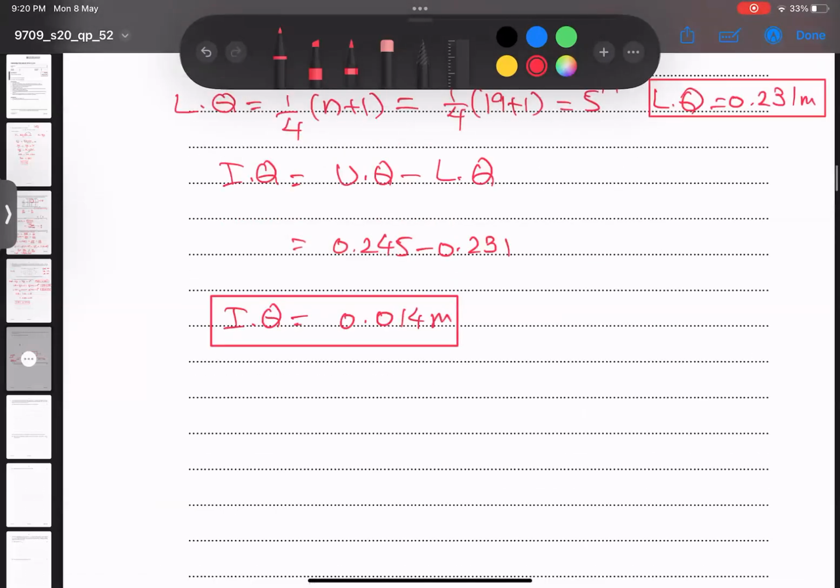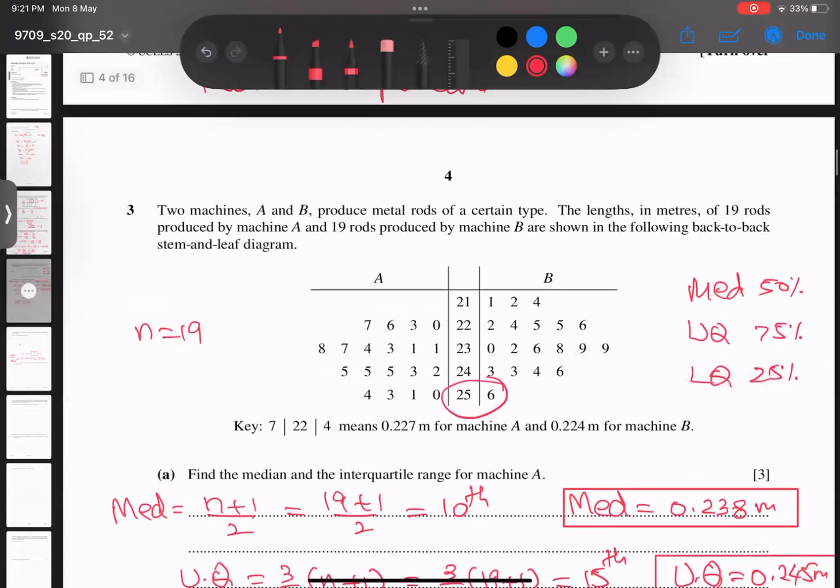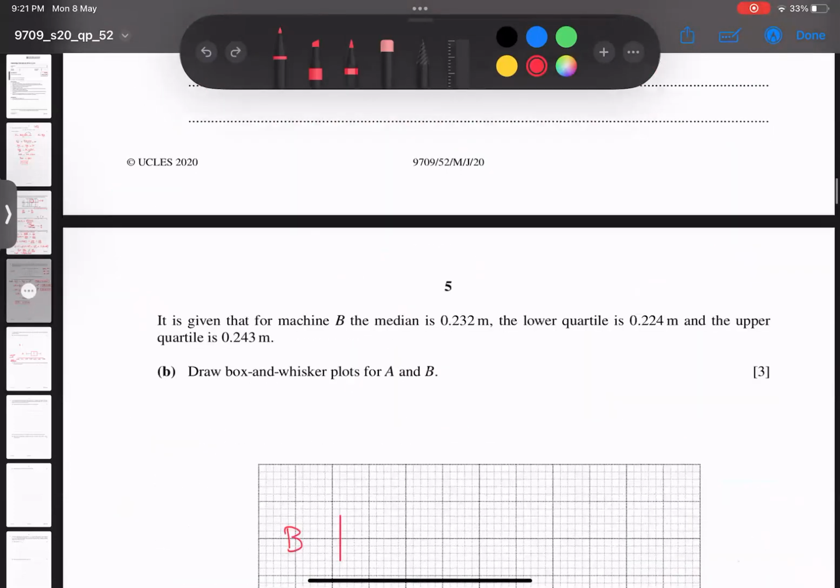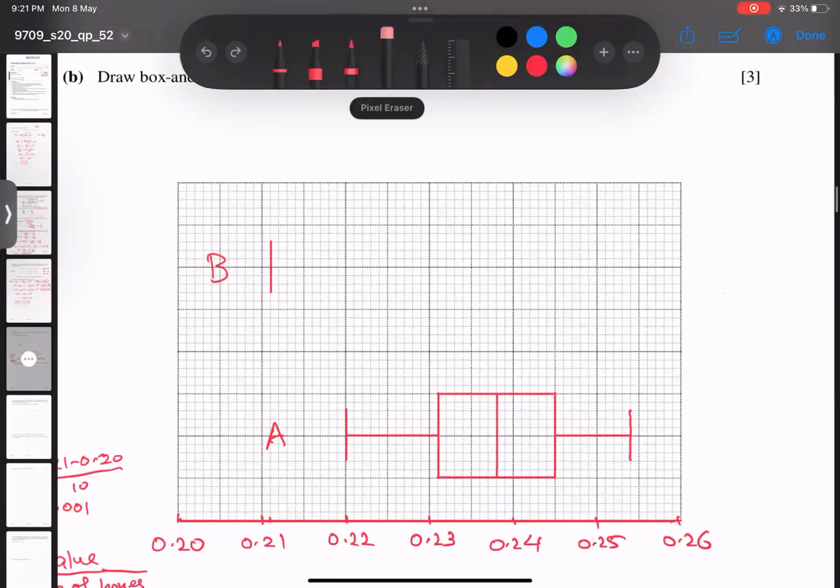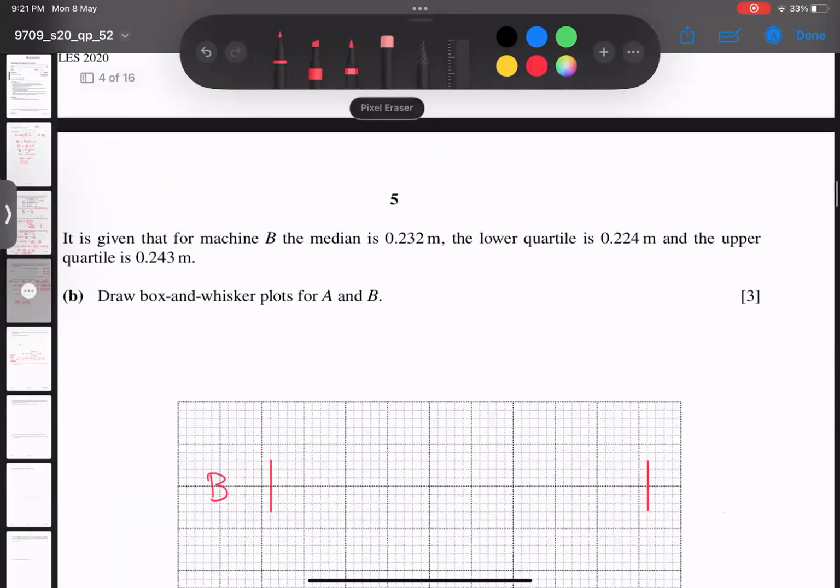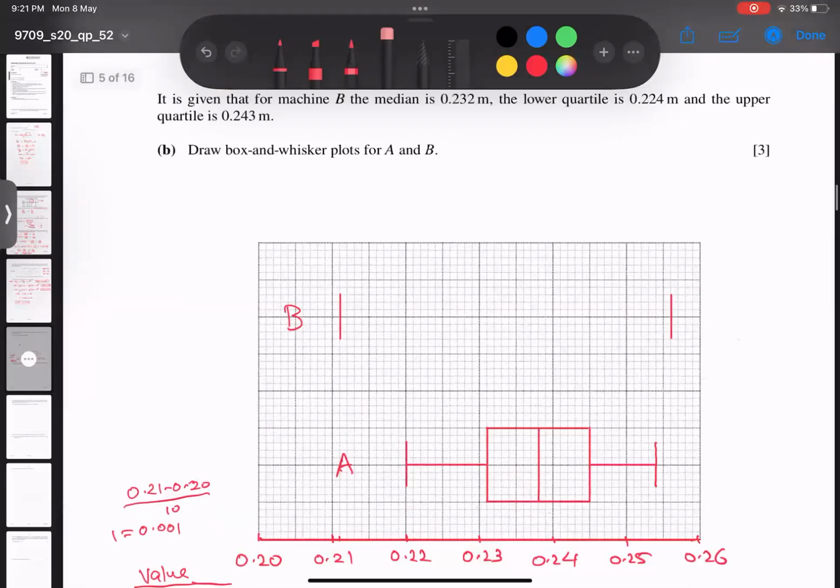The lower value, got it. The upper value is 0.256. 0.256 is naturally here. One minute, please. Check it here somewhere. And I believe it is clear. 256. Okay, done.